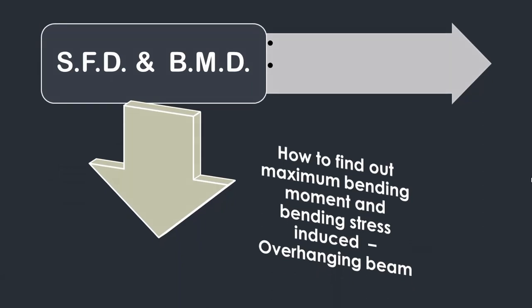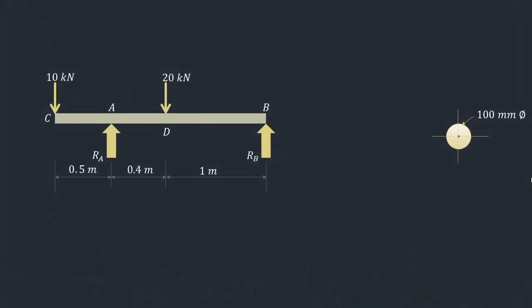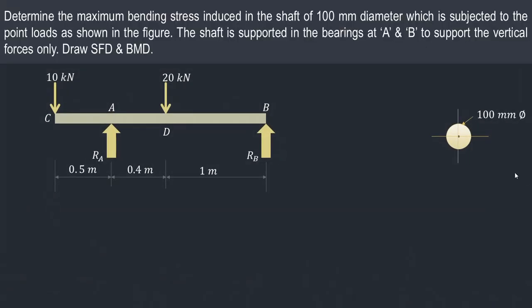In this video, we will see how to find out maximum bending moment and bending stress induced in case of overhanging beam. Now, the overhanging beam is shown over here. It is having the left-hand side overhang of 0.5 meter.